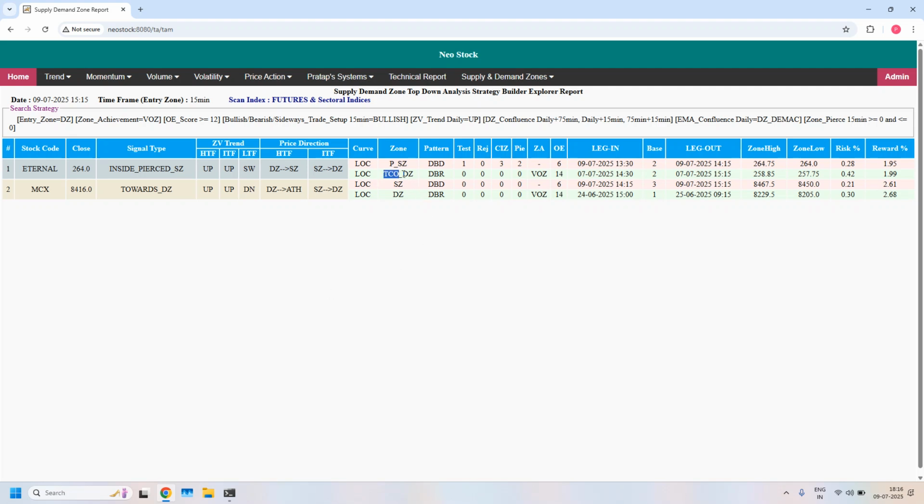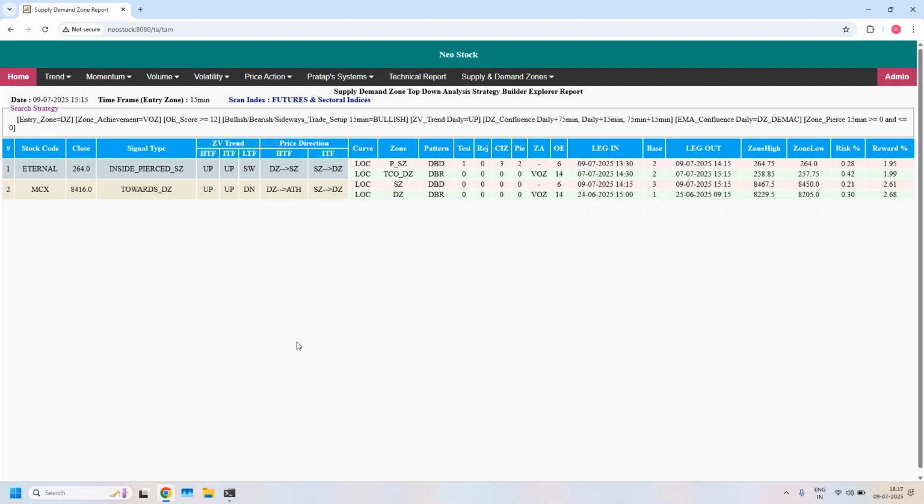That way, these two 15 minutes demand zones might have a higher probability of success, provided less than 20 checklist items are satisfied. Otherwise, there are higher chances that the zones may be violated. Okay, this is about the bullish trade setup for daily income trade.